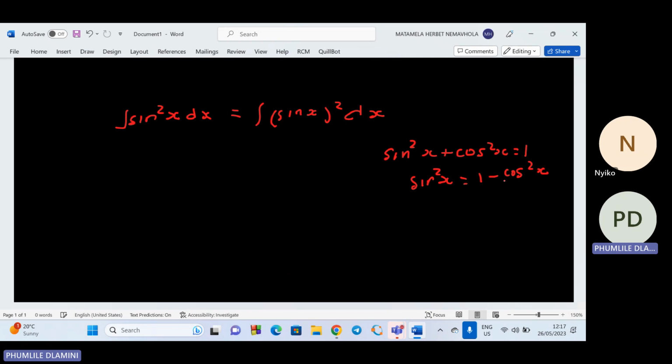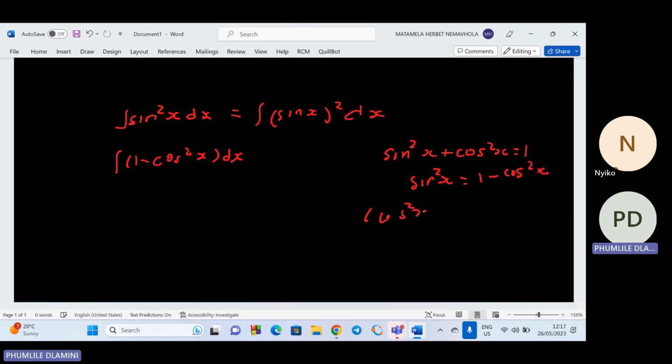So what can happen if I change this sine squared x to be 1 minus cos squared x? Is it still going to be in a form that I'm going to be happy with? Okay, I can try to put 1 minus cos squared x dx. But the problem still applies: in 1 minus cos squared x dx, the cos squared x is still going to be the same as the way we know it. And the other thing we know about cos squared x.